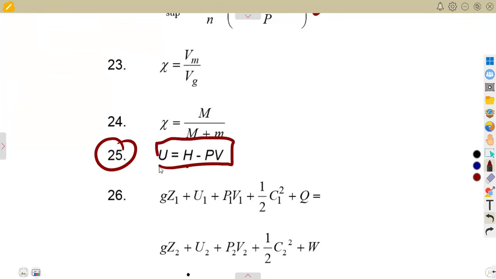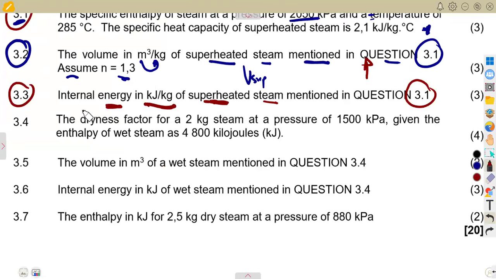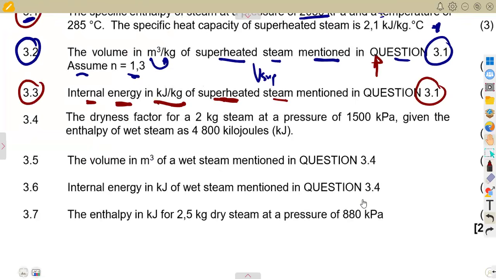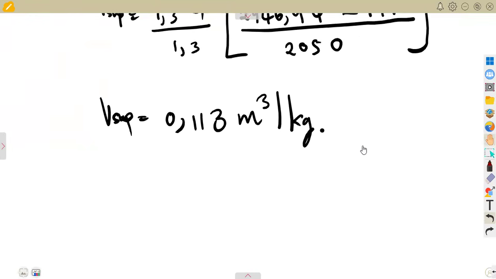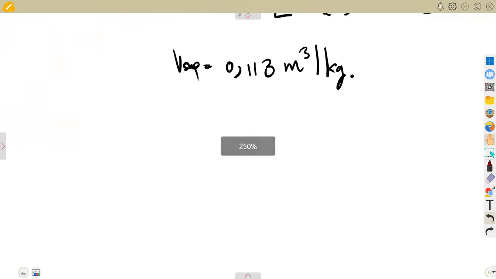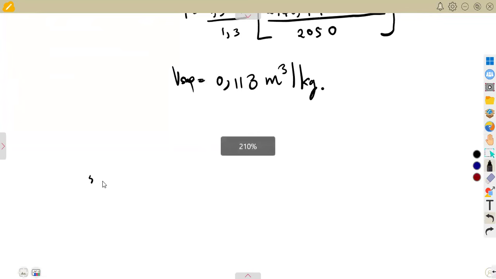Let me explain this formula. That's the formula that you use to calculate internal energy. They are saying it's for the superheated steam, and as you can see in 3.1, it is exactly for the superheated steam. So this is what you're going to do, from that formula, for question 3.3. The internal energy is equal to H minus PV.